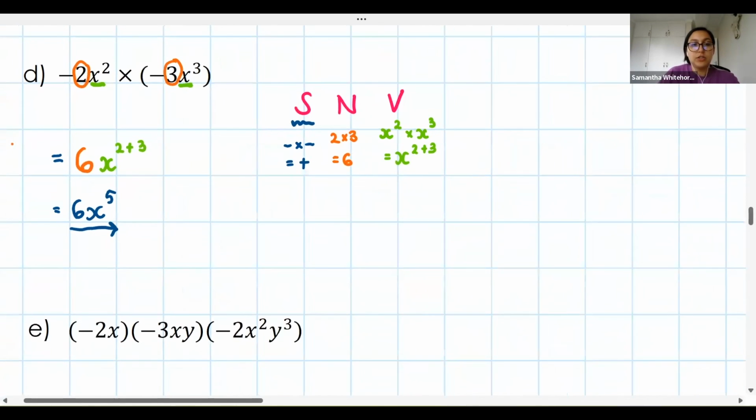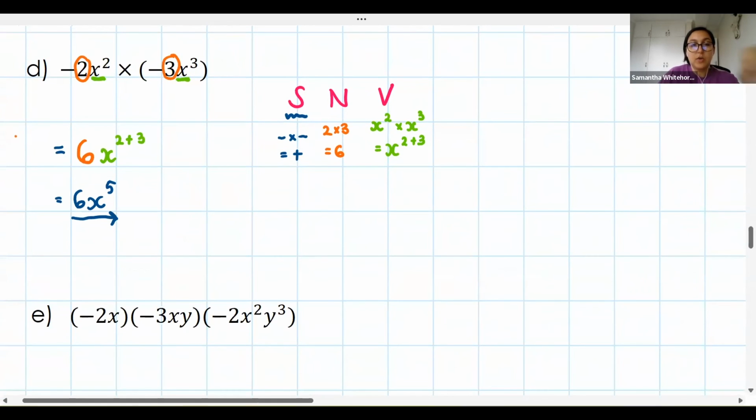All right, so I want you guys to try question E. Use SNV. Remember that your bases must be the same in order for you to add exponents. So this is a bit similar to question C, because now we've got a base of x and a base of y. So we need to keep those separate. We can't just add the exponents as we want. So give it a try.